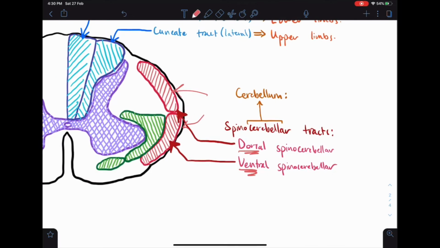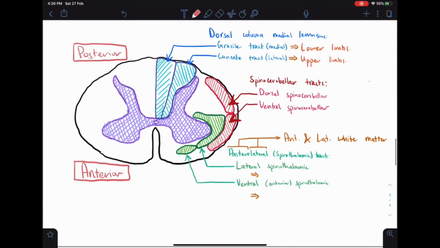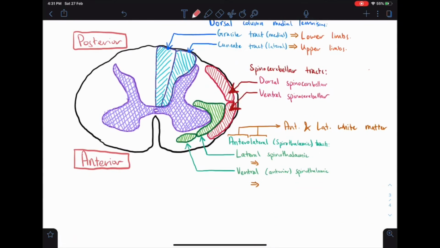And from its name, spinocerebellar, the word cerebellum can be found in it. And that's because, if you remember from foundation year, the cerebellum is responsible for balance. And balance basically means unconscious proprioception. So conscious proprioception is through the dorsal column. However, unconscious proprioception is through the spinocerebellar tract.